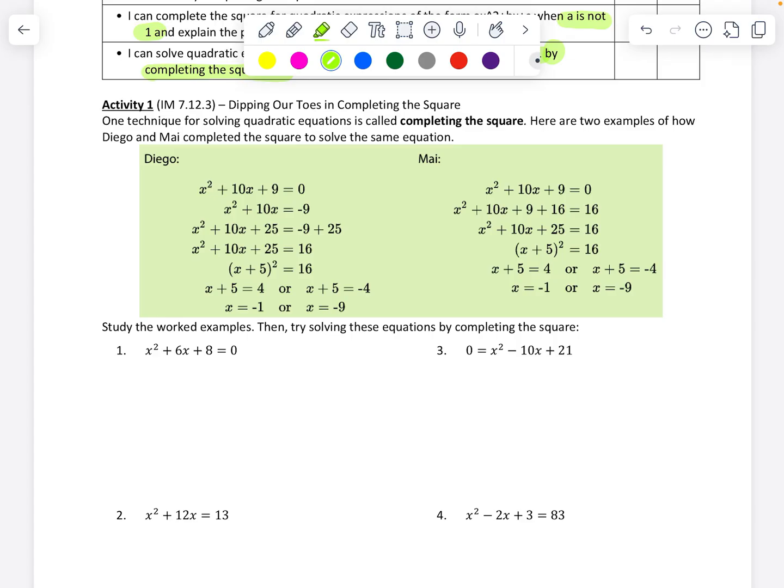Okay, now that you've had a chance to analyze it, I think the problem or the area in which you are most confused, if you are confused, is probably this part right here, this adding 25. And of course here adding 16.